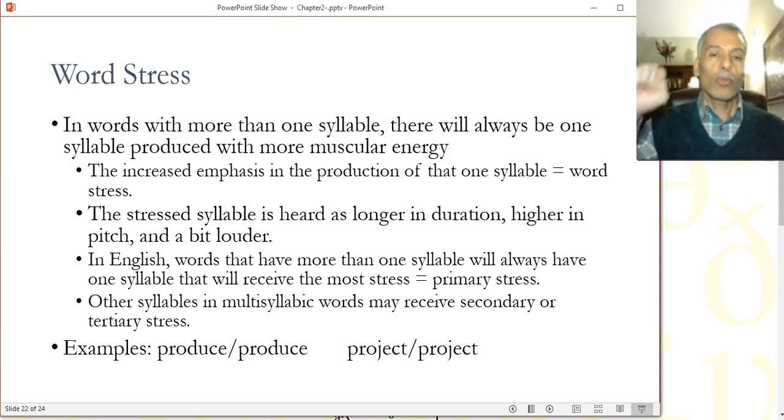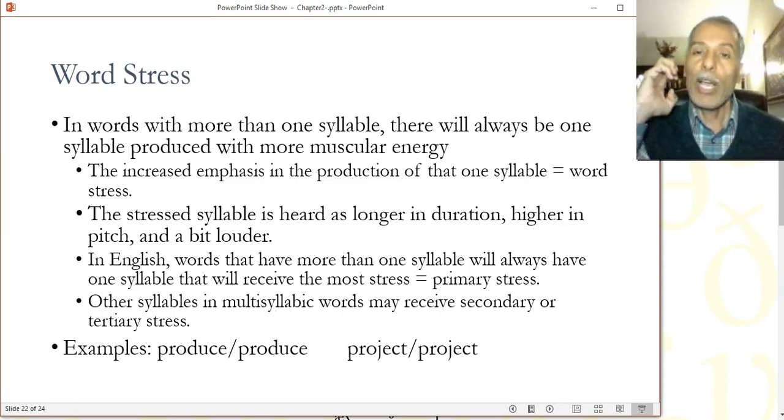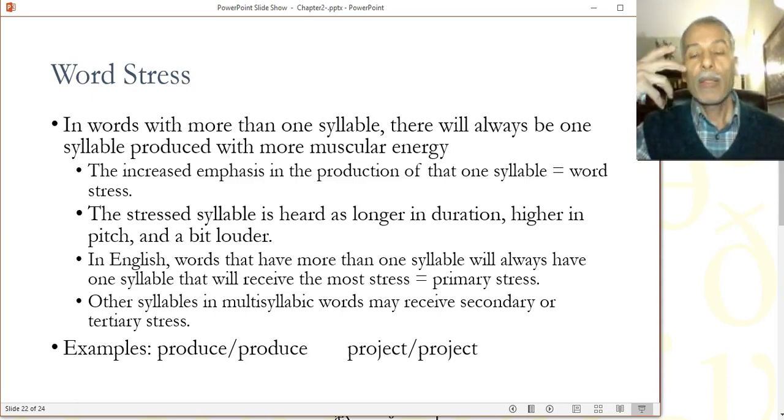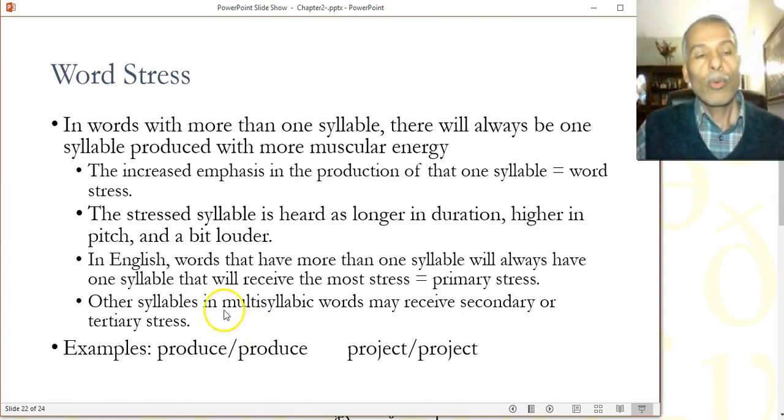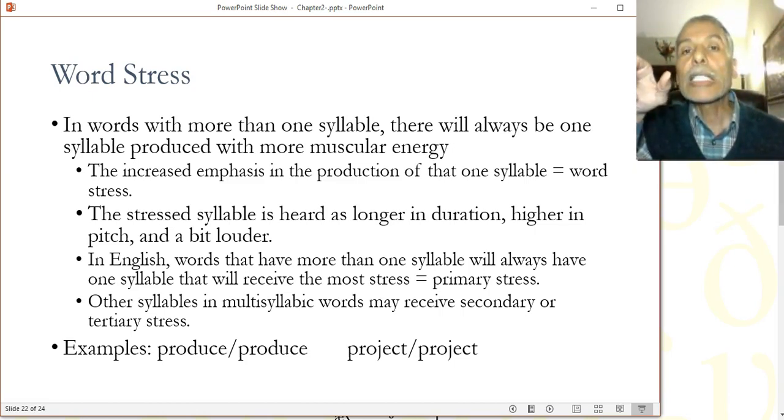So now we move on to the concept of word stress. I explained that every word has one primary stress where your muscles exert more energy and spend more time. The result is that the sound becomes longer and more emphasized. So when you put that sound in a syllable, it makes the whole syllable take more time to say, and we say that syllable is stressed.